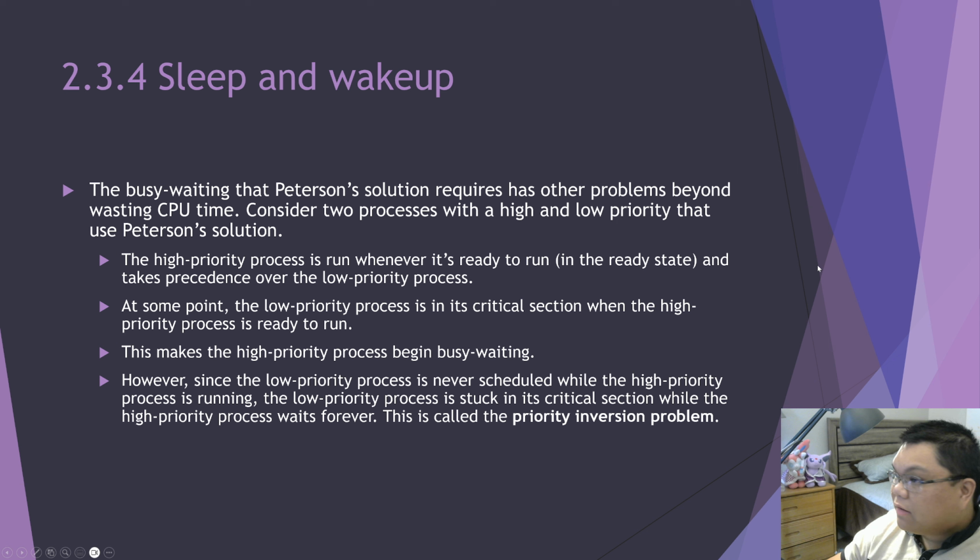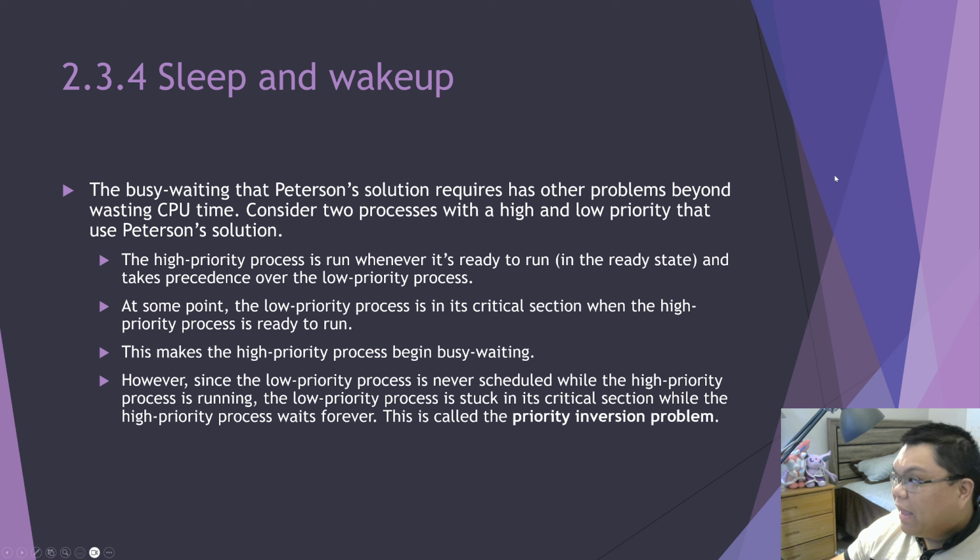So let's look at this. The busy waiting that Peterson's solution requires actually has other problems beyond wasting CPU time. This problem is called priority inversion, and it works like this. Say there's a high priority process that is run whenever it's ready to run, and it takes precedence over low priority processes. At some point, a low priority process is at its critical section when the high priority process is ready to run. This makes the high priority process begin its busy waiting. However, since the low priority process is never scheduled while the high priority process is running, the low priority process is stuck in its critical section while the high priority process takes forever. That is called priority inversion.